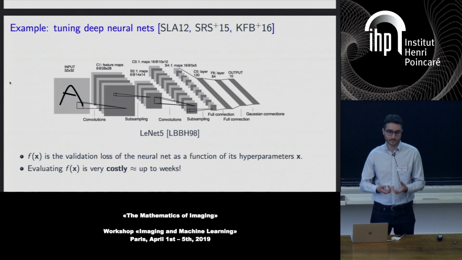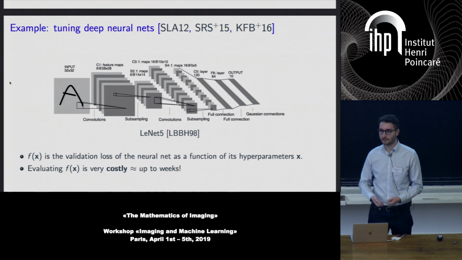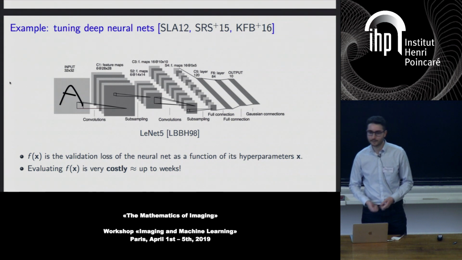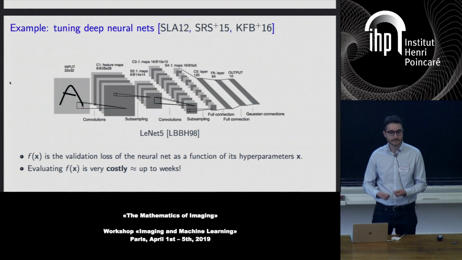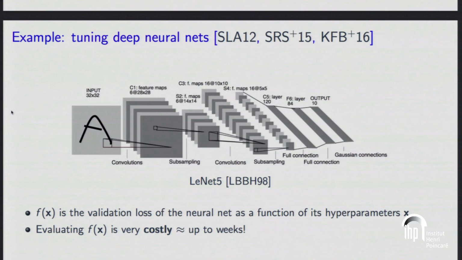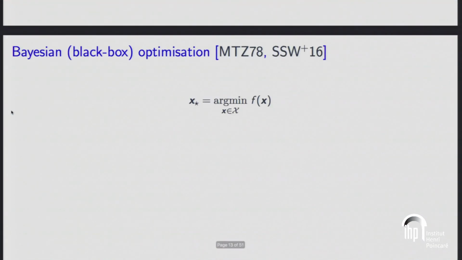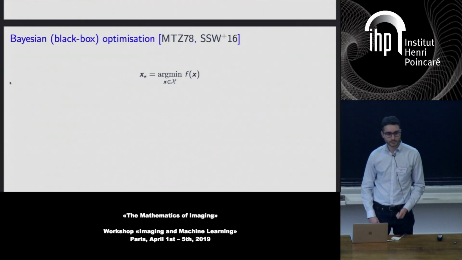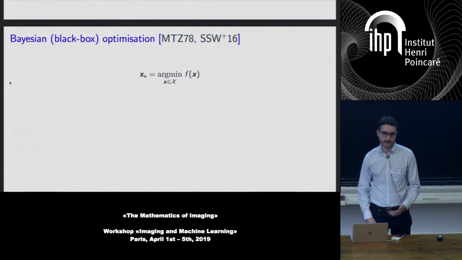And of course, this mapping f of x is very expensive. It's a black box, because every time you want to see what is the test error associated to some hyperparameters, then you need to run an entire training loop. So it's very expensive. And the only thing you can do is querying f at new points. To achieve this, we resort to Bayesian optimization, which is a principled, model-based approach to tackle this kind of problem.